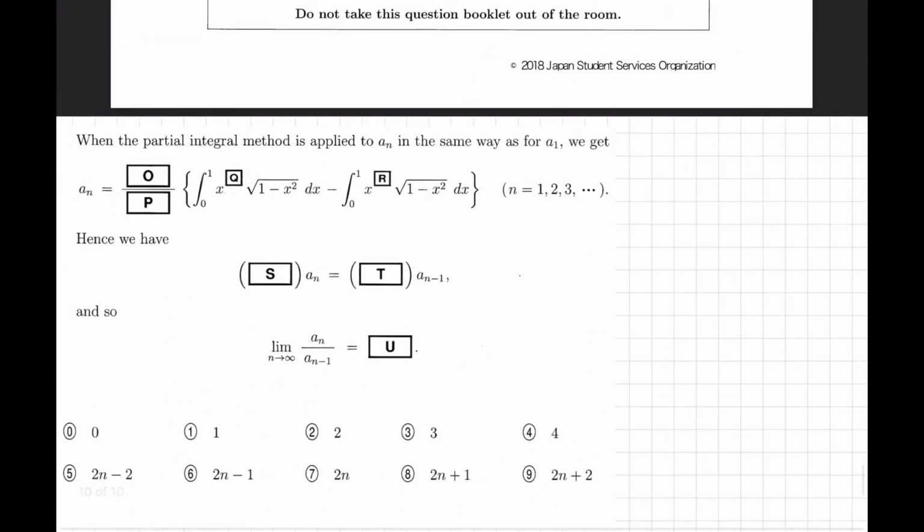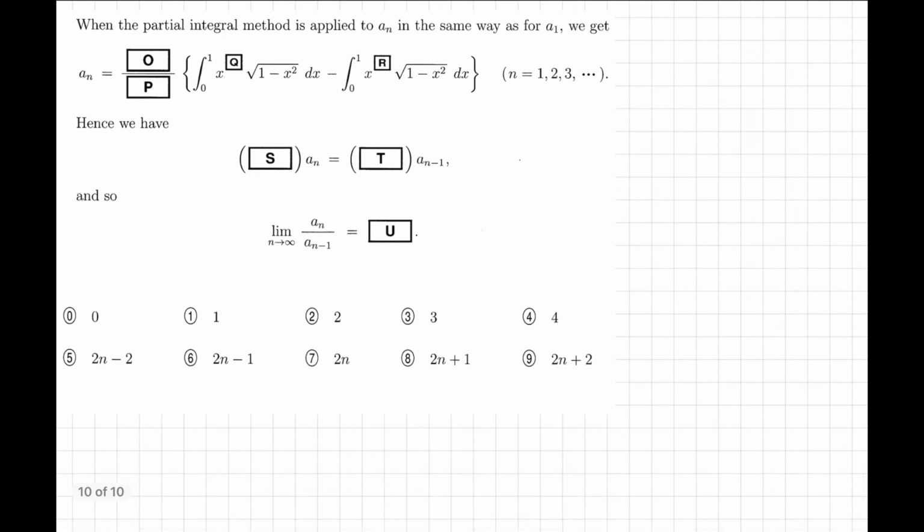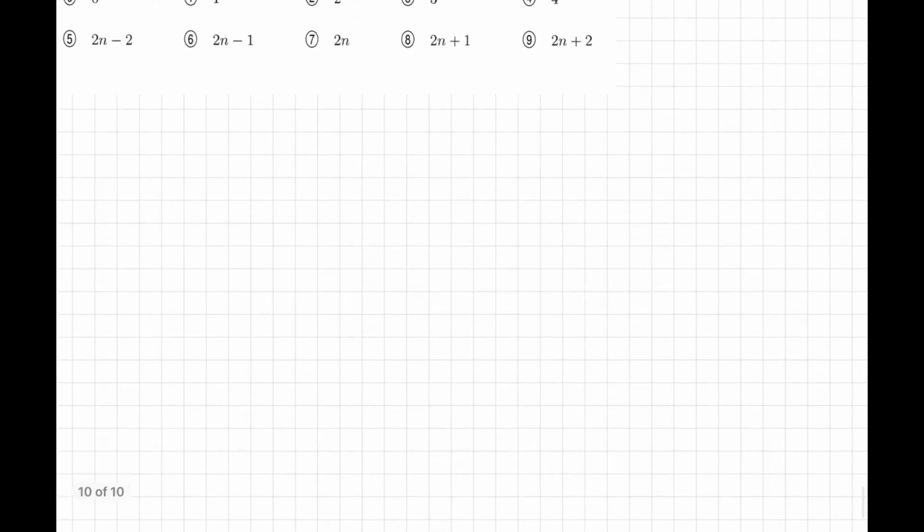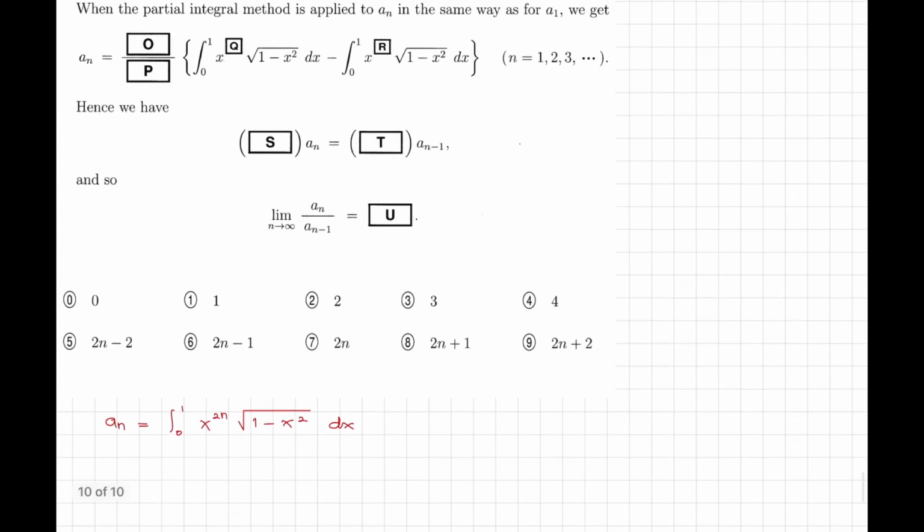Let's move to the next page, since I think I need more space to do the working. An is equal to blah blah blah. What is An? An is equal to the integration from 0 until 1 of x to the power of 2n times square root of 1 minus x squared dx. This is our An. And then by using the same method, we need to find O, P, Q, R.